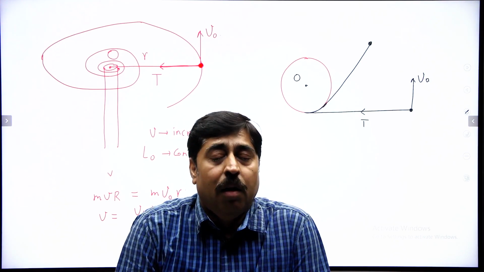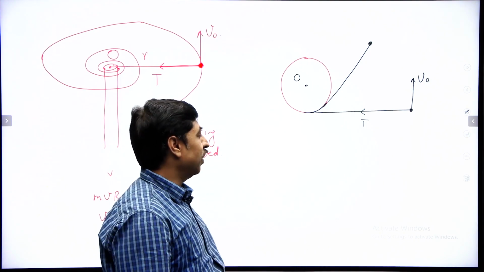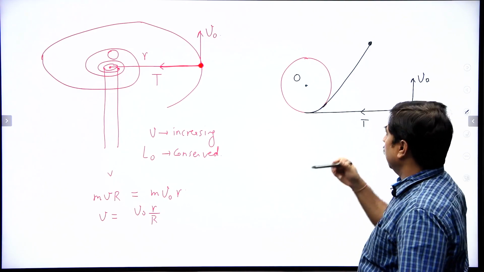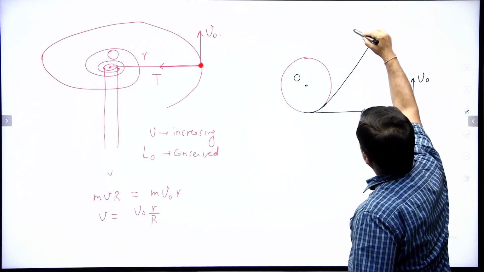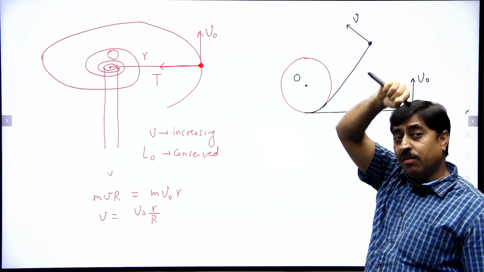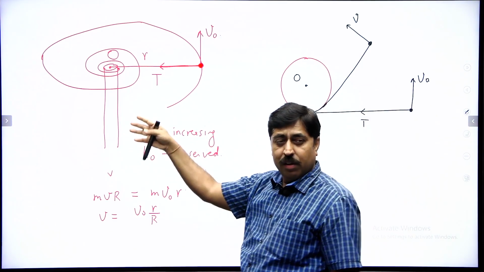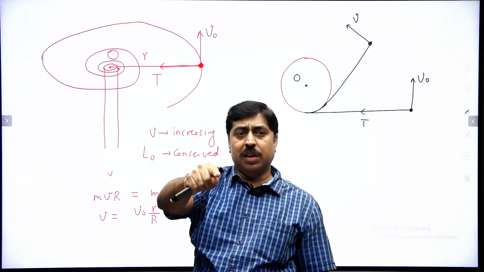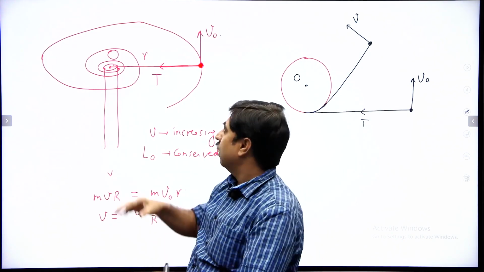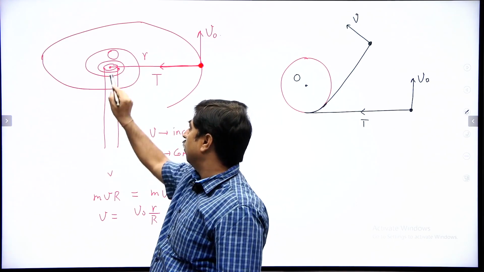But what about its kinetic energy? If you look at the situation carefully, particle is tied to a string and it is moving. The string is always under tension. Mind you, in this case, the string can remain under tension even when the particle moves this way. Reason being, this length of the string is being shortened by pulling it down.